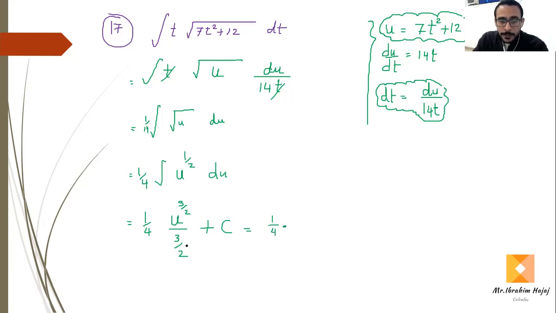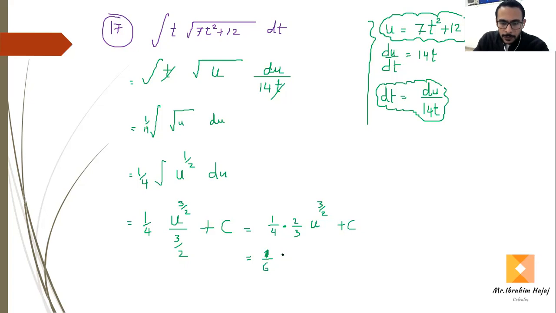The denominator of the denominator is the numerator. So 1 over 4 times 2 over 3, and then u to the power of 3 over 2, plus c. It will be 2 over 12, which is 1 over 6, right?